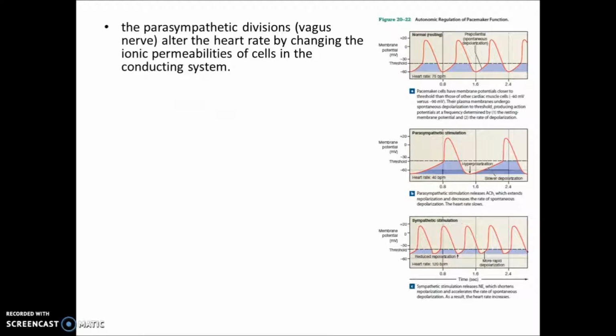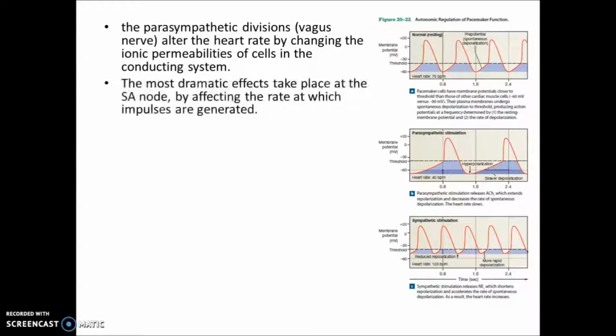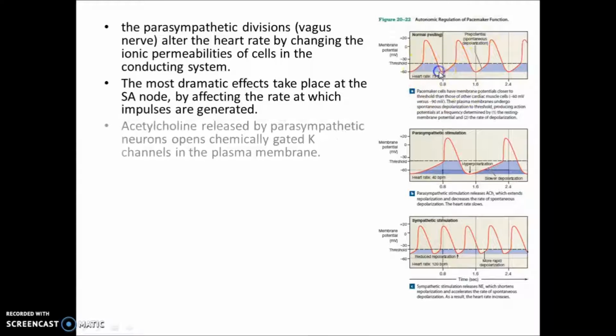The parasympathetic division, or the vagus nerve, alters the heart rate by changing the ionic permeabilities of cells in the conductive system. The most dramatic effects take place at the sinoatrial node by affecting the rate at which impulses are generated. Let's say the normal heart rate is 75 beats per minute.